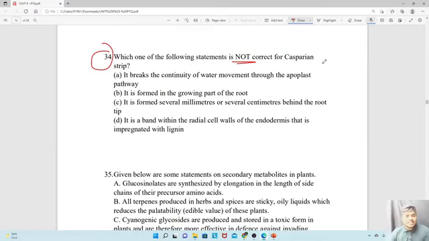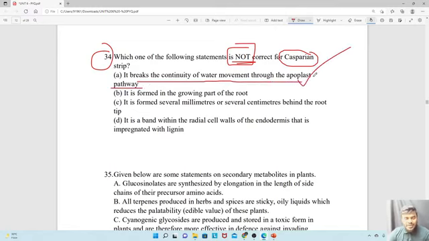Yaar, see friends, I will really be disappointed if you answer this kind of question wrong. We have been reading about the Casparian strip from our 10th standard. They did not ask which is correct, friends. They asked which is not correct. I don't know why most of the people are giving the answer as A. It breaks the continuity of water movement through the apoplast pathway. That is its function, but that is not the question. They are asking which is not correct.